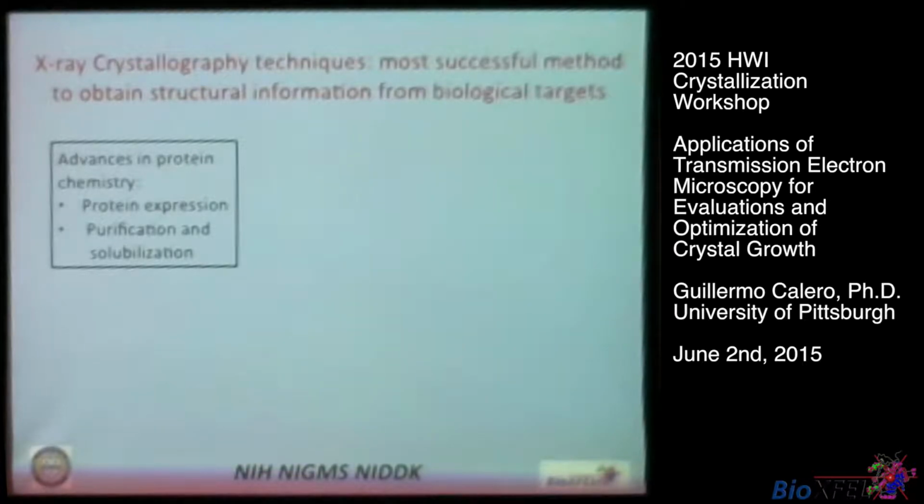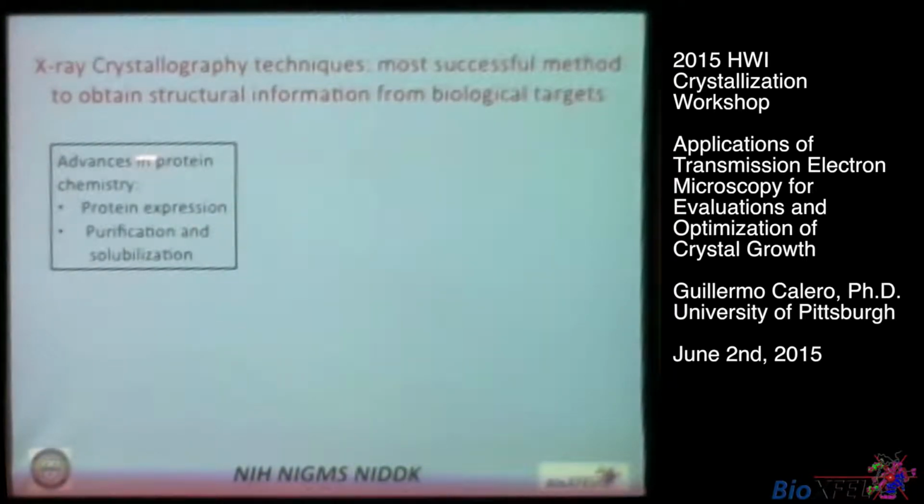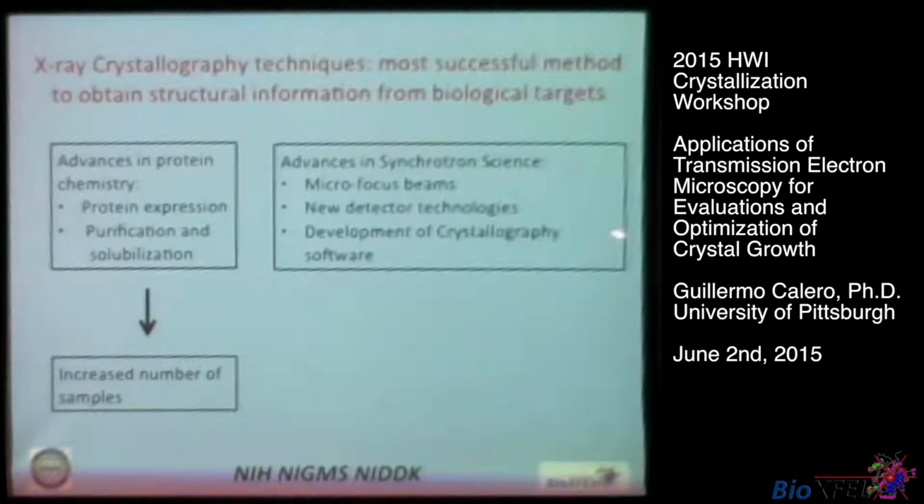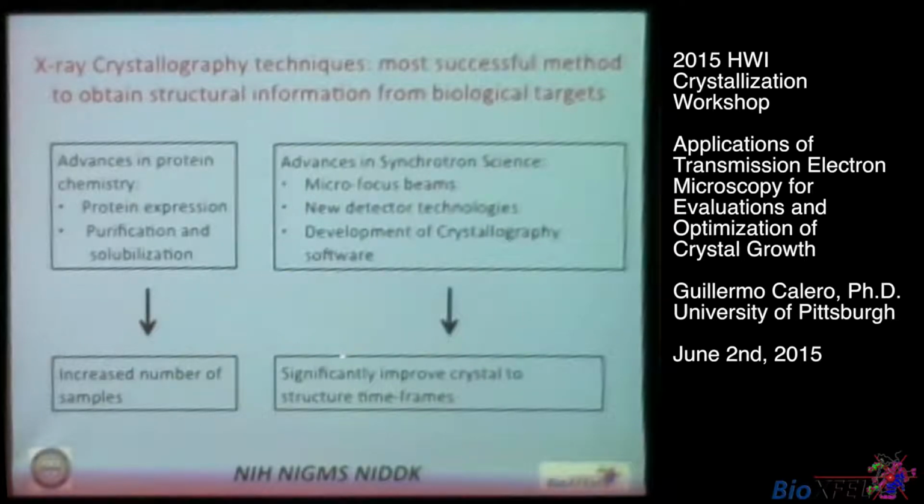X-ray crystallography remains the most successful method to obtain structural information from biological targets. There have been a lot of advances in protein chemistry that have allowed us to improve protein expression and to purify and solubilize more targets, resulting in an increased number of samples available for crystallization. Similarly, advances in synchrotron science, such as microfocus beams, fast detectors, and software that make it possible to solve the structures, have significantly improved crystal-to-structure timeframes.